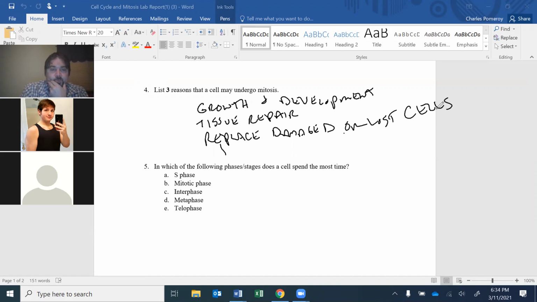In which of the following phases does a cell spend most of its time? That's interphase. The cell spends about 80 to 95% of the time not dividing. It's doing its job, whatever its job is. And then when it needs to divide, it does it quickly, and then it goes back into interphase. All right, moving on down.